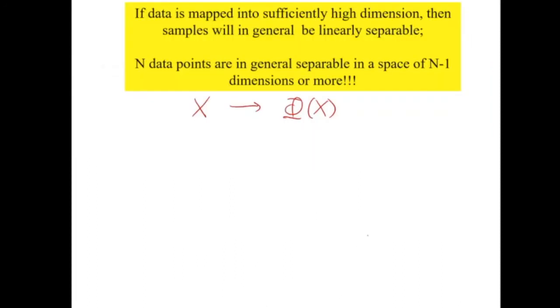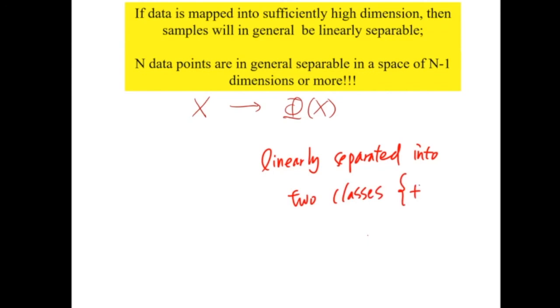All right. So we go from x to phi(x), and there's a reason why you do that: you want to project into a higher dimensional space, so that your training data can be linearly separated into the +1 class and the -1 class.